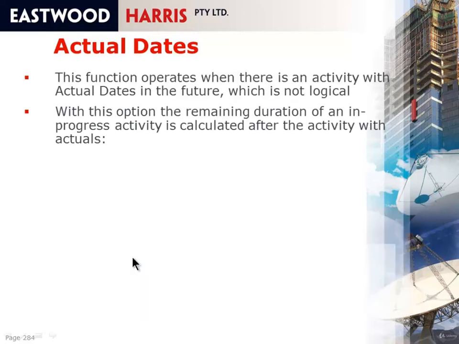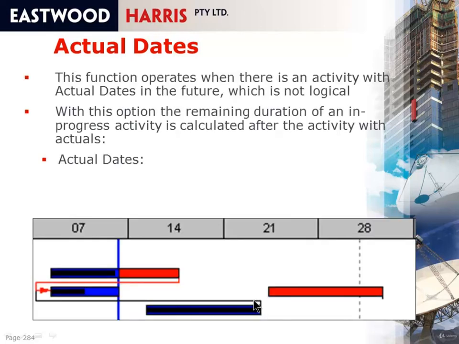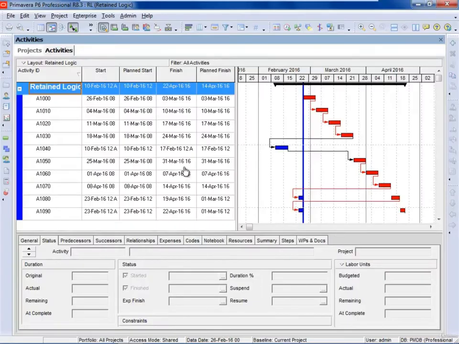If you move on and look at actual dates, what happens with the actual dates is that this actual relationship is being acknowledged, and therefore this is now a driving relationship and setting the start time for the activity here. It's not logical to have actual dates in the future, and therefore I can't see a point in time where you would ever use this option, but this is how the software works. I just wish to demonstrate retain logic and progress override.